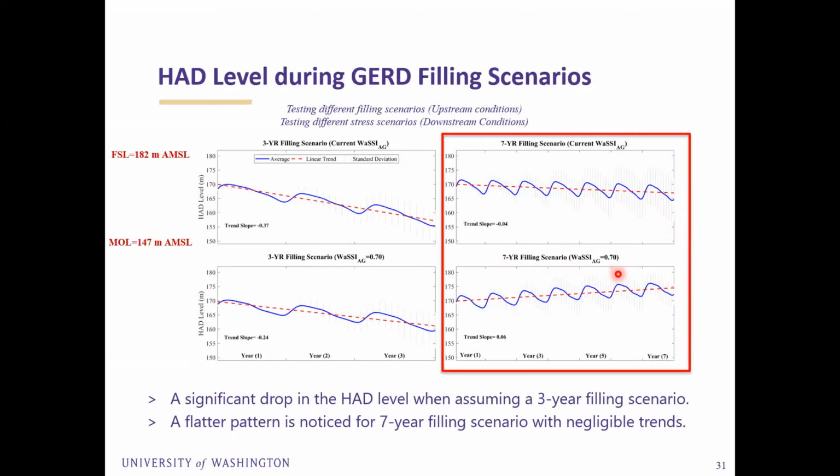Again, if we test the stress of 0.7 during the summer, there is still a flat highest dam level during the 7 year filling scenario. As I said, this is the worst case scenario. If the highest dam level is at its lower, it's at a very low level.